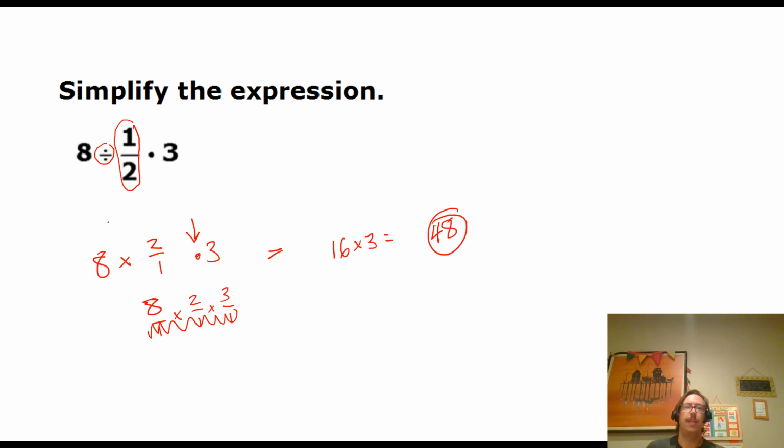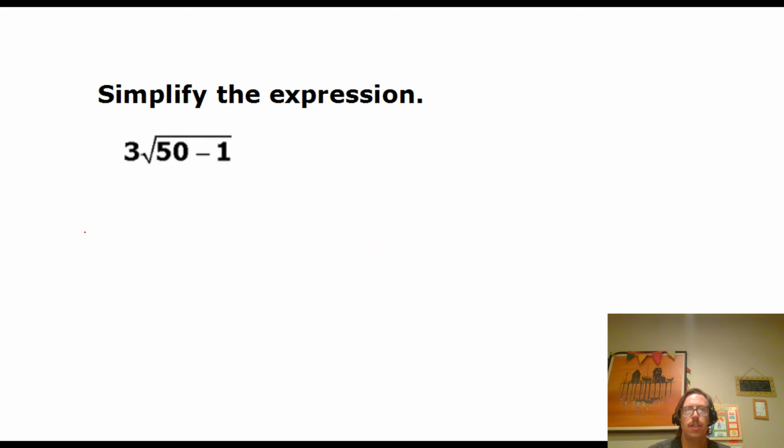So in this case, everything was multiplication and division. The only thing I did was, since it was dividing a fraction, I changed it to multiplication, and then I worked left to right. When I'm dividing a fraction, multiply by its reciprocal, or the flipped over version. Okay. Next, 3 times the square root of 50 minus 1.